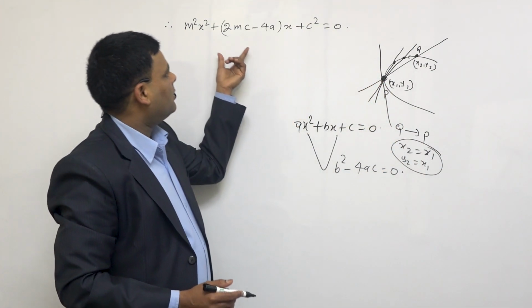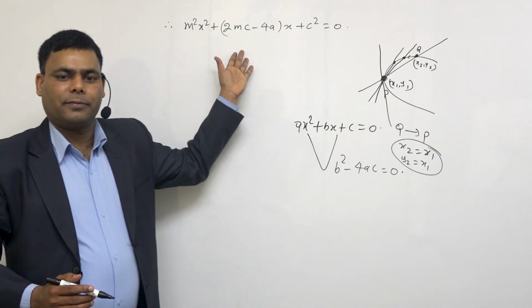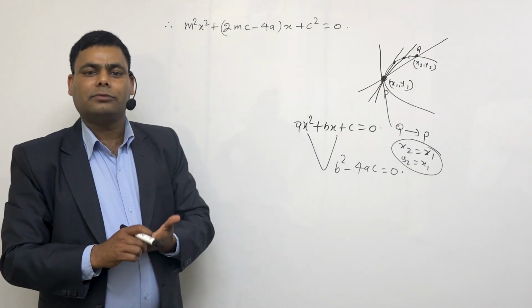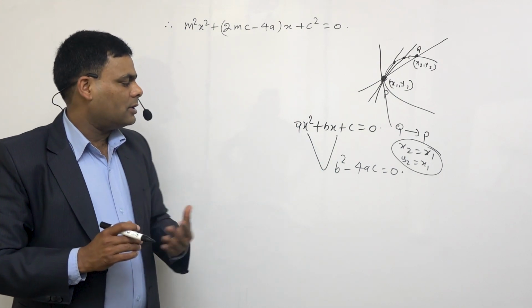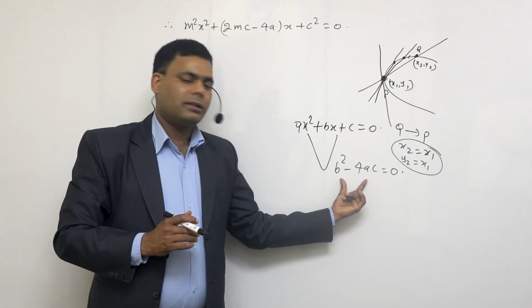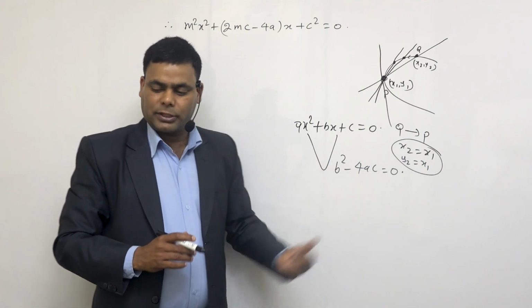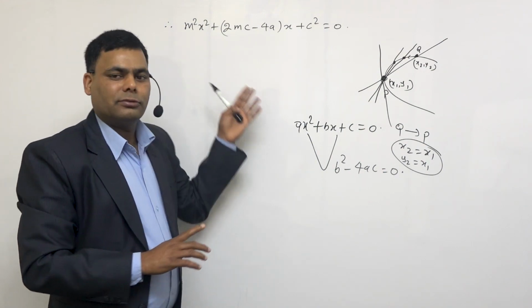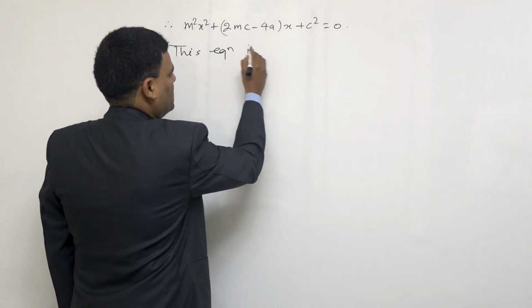So this equation is quadratic in x and gives the two values of x. Now the line y equals mx plus c becomes tangent to the parabola if two values of x are real and equal. The condition for which is the discriminant must be equal to 0. In this way, using this fact, we can find the required condition for a line to be tangent to the given parabola.